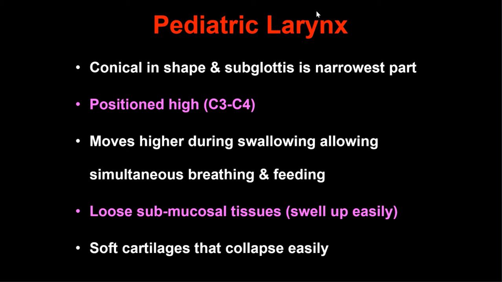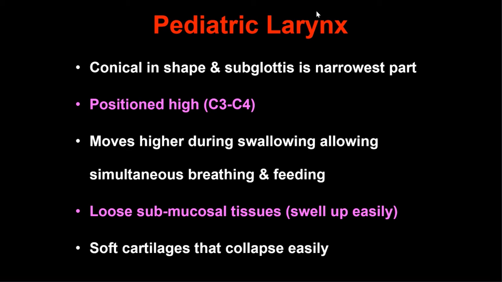Okay, how many cartilages are there in the larynx? Nine, sir. Just name the cartilages. Three unpaired and three paired cartilages. The three unpaired are thyroid, cricoid, and epiglottis. Paired are arytenoid, corniculate, and cuneiform.